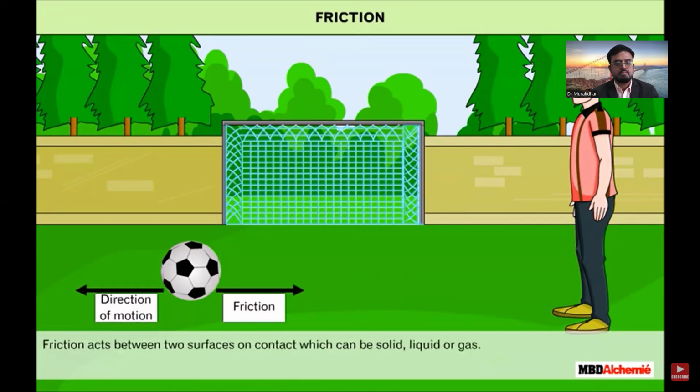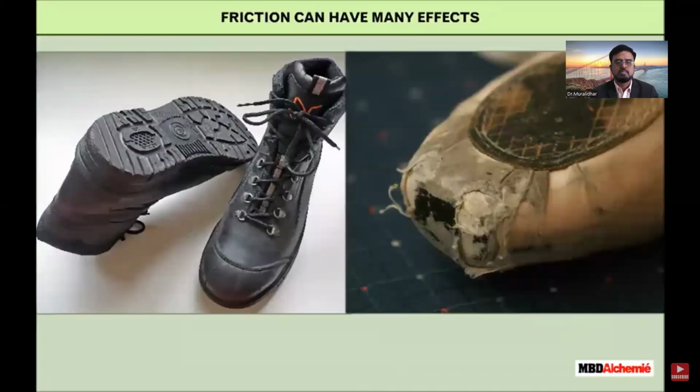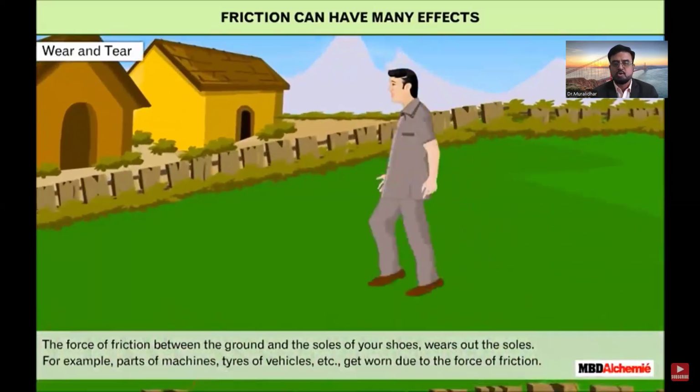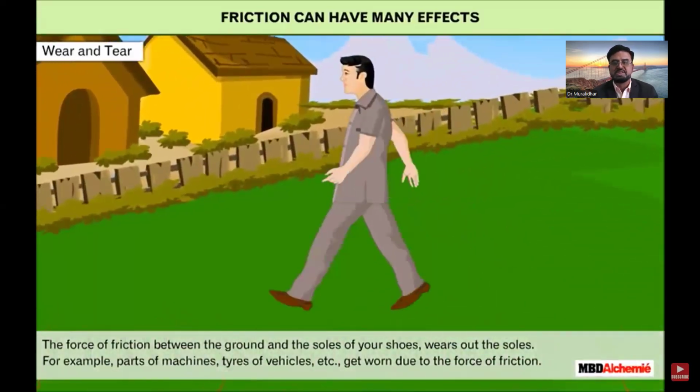Friction acts between two surfaces on contact, which can be solid, liquid, or gas. Friction can have many effects. Wear and tear. Compare the soles of a new pair of shoes with the ones that you have been wearing for some time. What causes the soles to wear out? The force of friction between the ground and the soles of your shoes wears out the soles. For example, parts of machines, tires of vehicles, etc. get worn due to the force of friction.